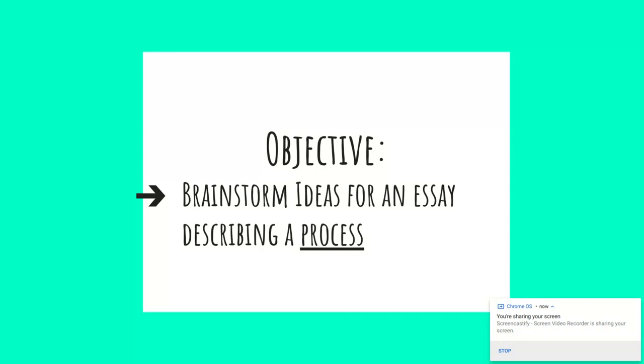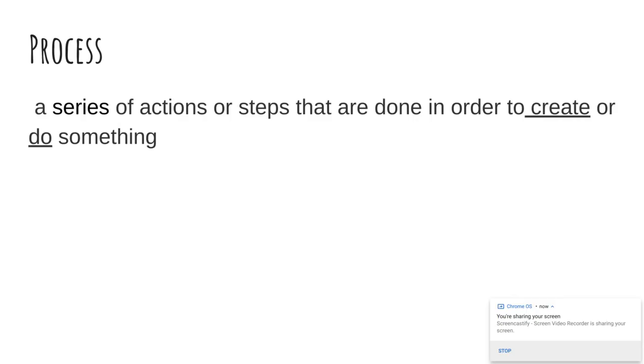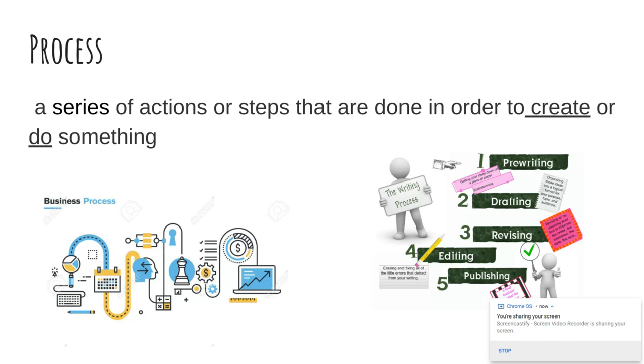Today we're going to be brainstorming ideas for an essay describing a process. So this is going to be our writing assignment for Unit 5. Before we start, what are we going to be talking about in this essay? We're going to be talking about a process. So a process is a series of actions or steps that are done in order to create or do something.